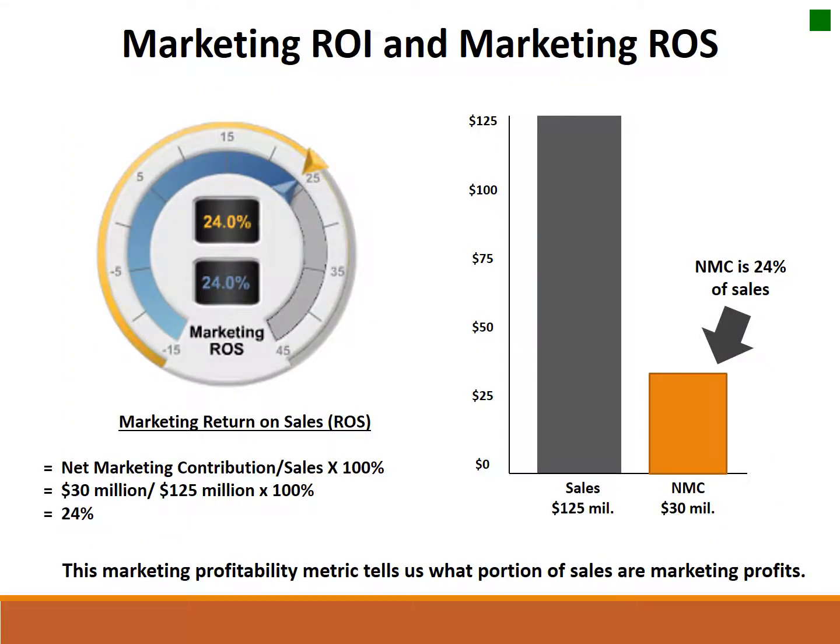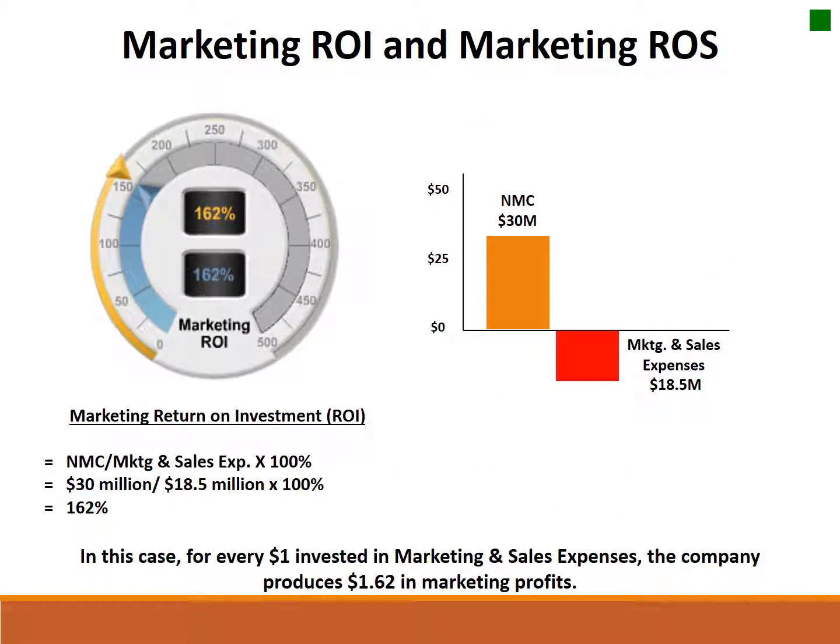Some more illustrations to provide another glimpse of this, particularly the ROS. We have the return on sales and we have the net marketing contribution. Again, we have our calculation that takes place here. 30 million divided by 125 million would be 24%. If you want to make it into an index, you can multiply it by 100 or whatever, but it's 24%. So this marketing profitability metric tells us the portion of sales that are related to or an effect of marketing and marketing profits.